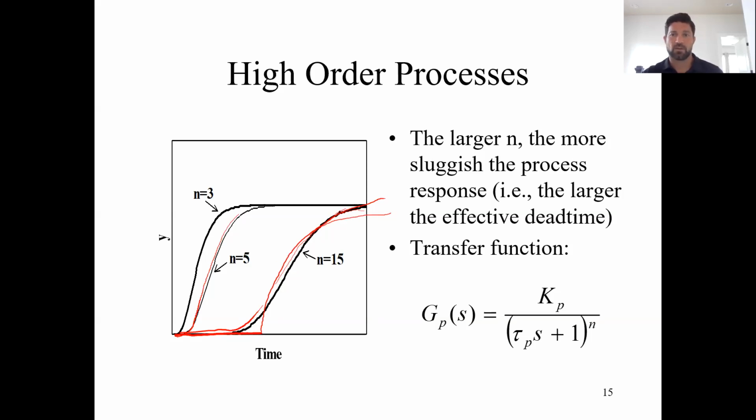Okay, and so this will be our way of representing the process, which isn't perfect, but it gives us a pretty good representation of what it is. You can see here that the higher the order of the process, the more lag or delay that it has, which is why we can essentially treat these as some sort of dead time type models.